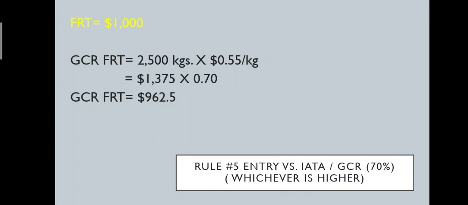So in rule number 5, we take 70% of the IATA or GCR. In the previous problem, we did not take 70% because there was no given entry. But here there is an entry, so we take 70% of the IATA or GCR. We already got the GCR freight, so we multiply 1,375 times 0.70 and get a GCR freight of $962.5. Then we compare the two, whichever is higher. The given entry is higher, so that is our answer.